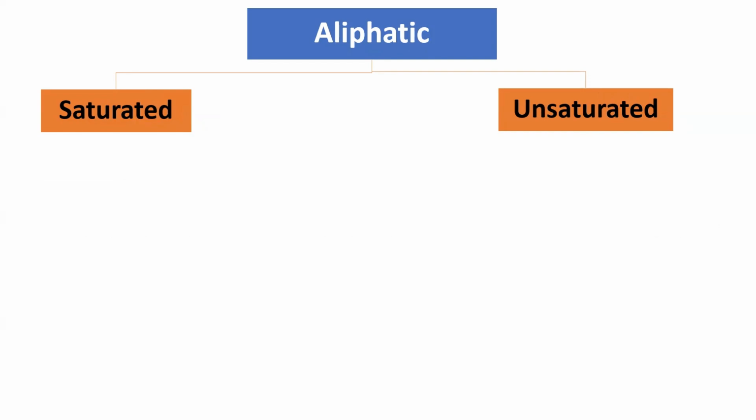Saturated hydrocarbons are those hydrocarbons where all bonds are single bonds, while unsaturated hydrocarbons have either a double bond or a triple bond. That's why they are not saturated. They are unsaturated. The word saturated and unsaturated refers to whether the carbon is saturated with hydrogen or not. Saturated means full of hydrogen, having its maximum capacity of hydrogen atoms attached to it, while unsaturated means they are not full of hydrogen, so they can accept more hydrogen.